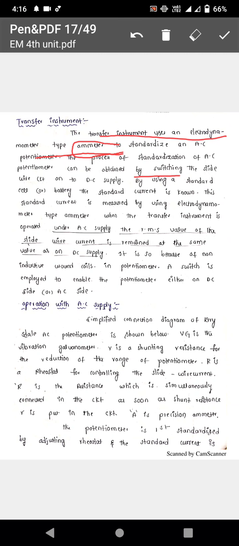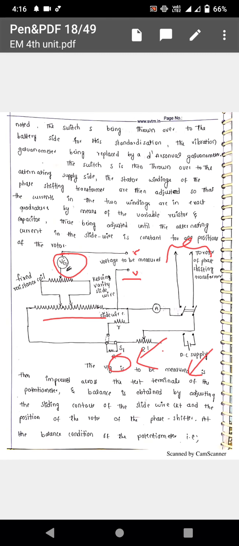Now, operation with AC supply in the polar type potentiometer: you can see the connection diagram here. When the switch is positioned to this position, the unknown voltage will be connected. You can give 1 dash, 2 dash like that. Then the switch will be connected for unknown voltage measurement, and the phase angle can be measured.